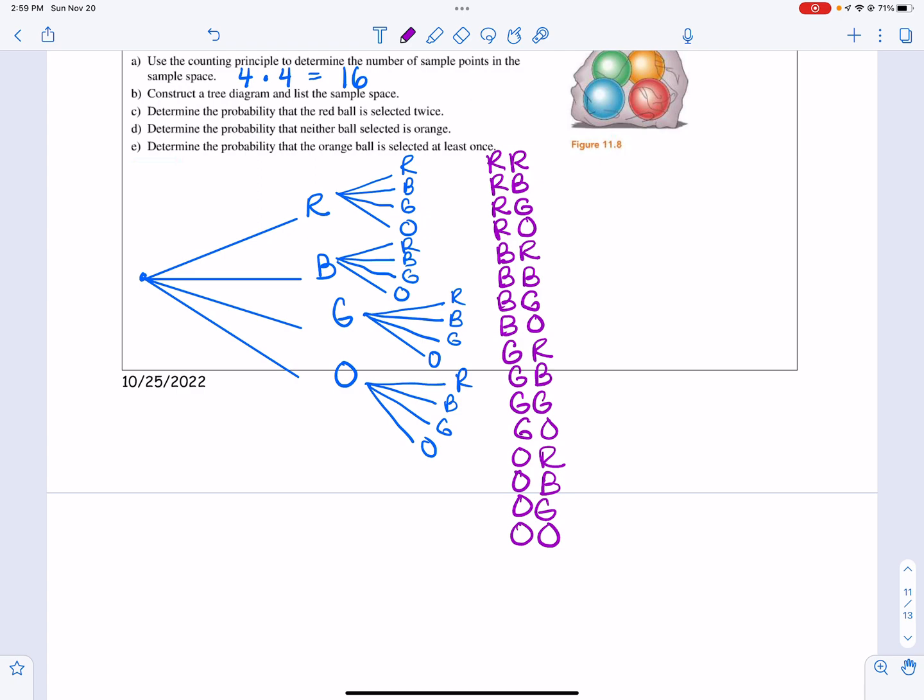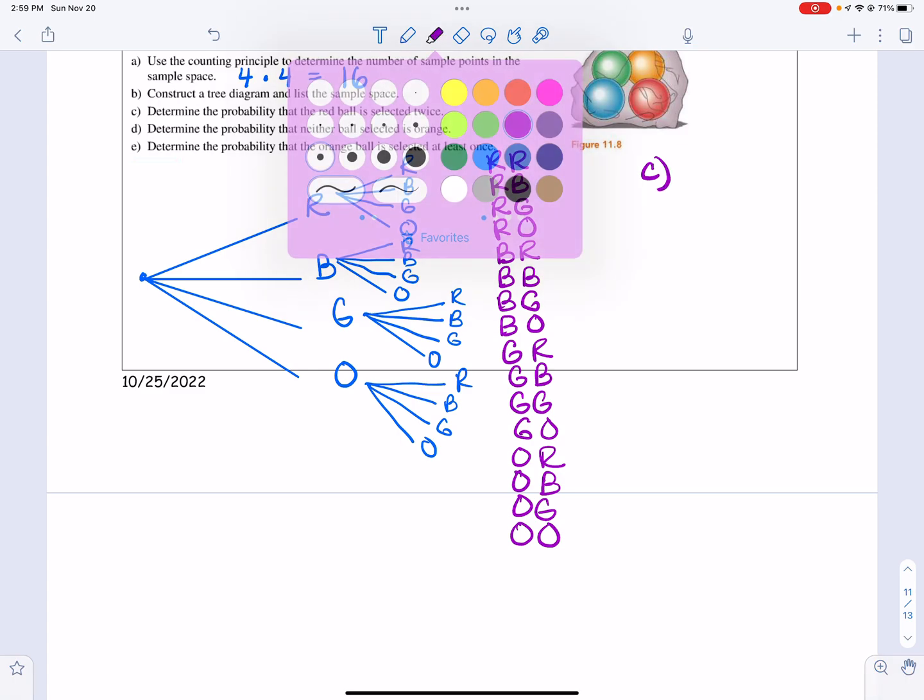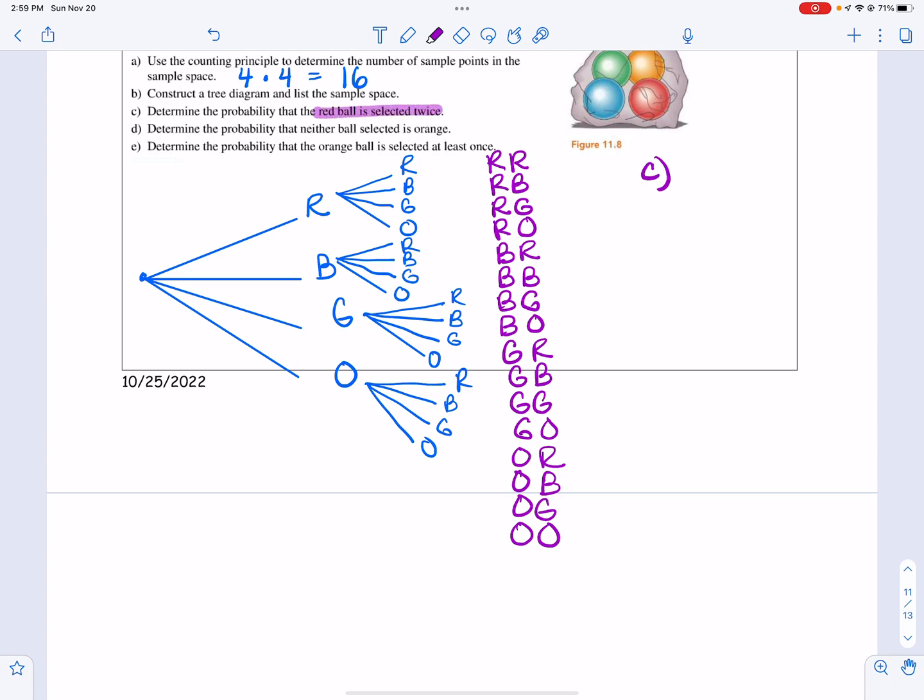And then we're going to determine the probability of each of these instances. So for part C, the probability that a red ball is selected twice. So we only have one example out of the 16 possible choices where a red is selected twice, okay?